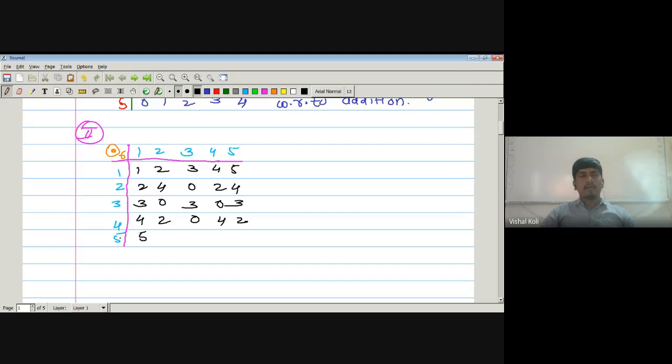5 into 1, 5. 5 into 2, 10, 4. 5 into 3, 15. 15 means it is 3. 5 into 4, 20, 2. 5 into 5, 25. 25 divided by 6, remainder will be 1.